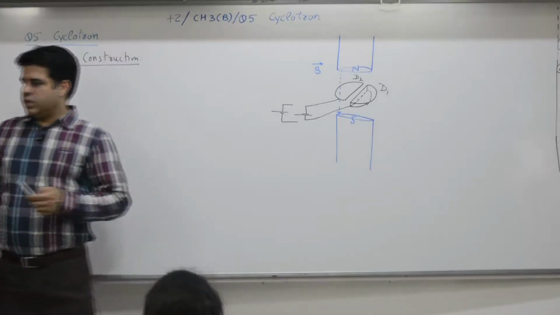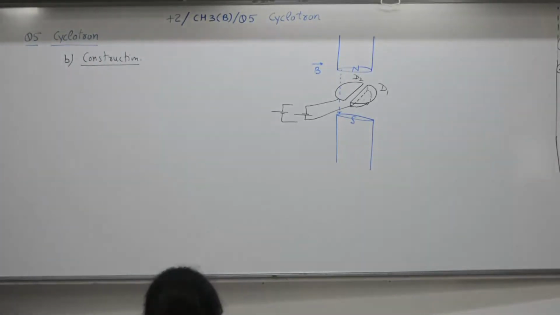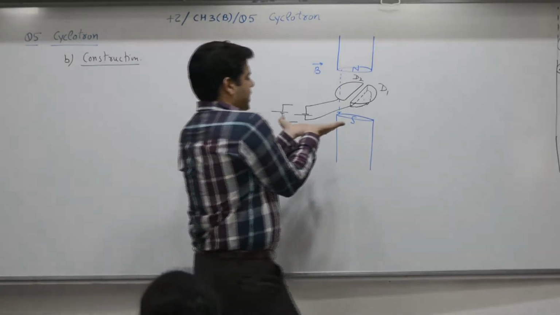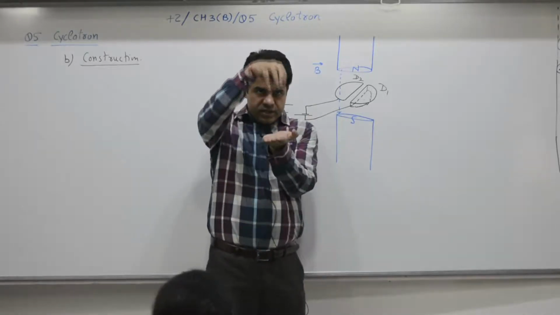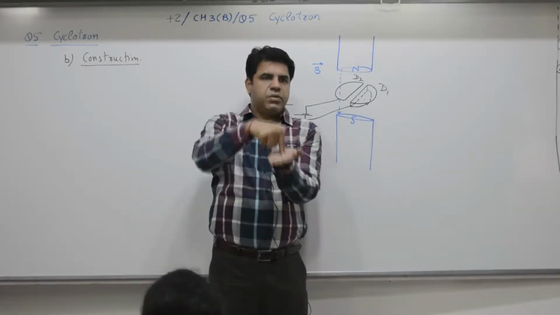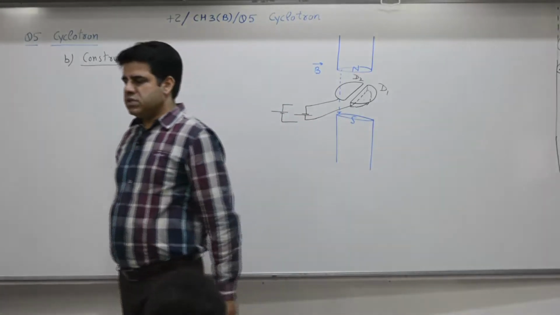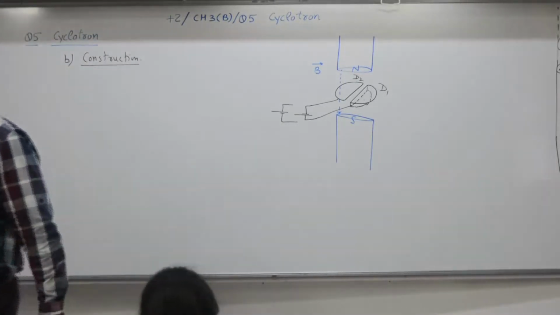So in construction, two magnets are used to create a magnetic field. E alternating means it keeps on changing, is applied across the two D's as shown in the figure. Plane of D's, yes, D's are in this plane, and the magnetic field is perpendicular to that. Time with you is 3 minutes to draw the construction diagram.